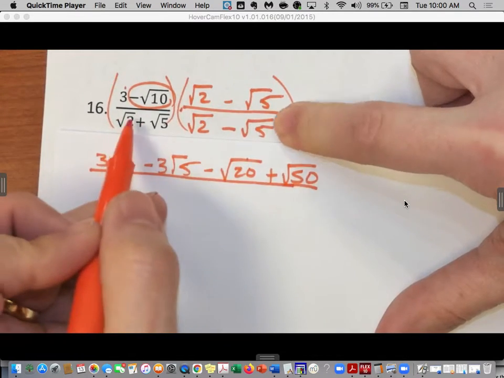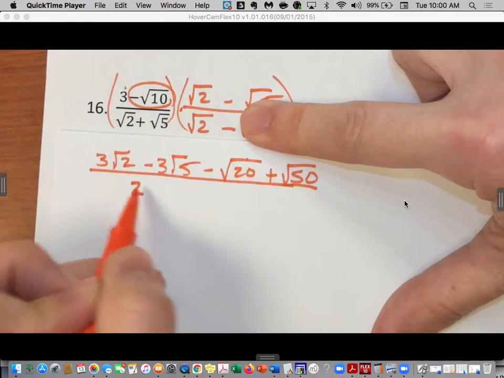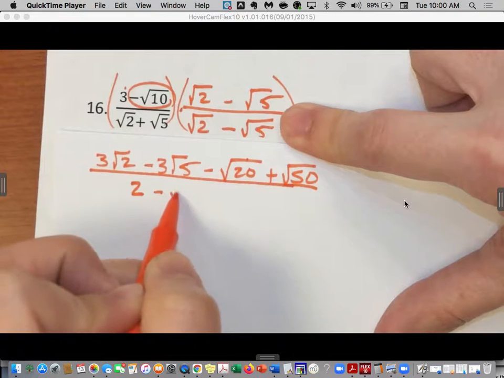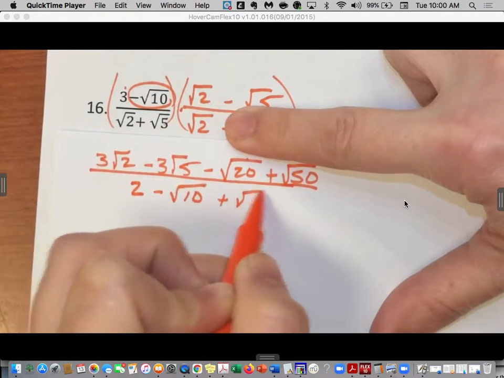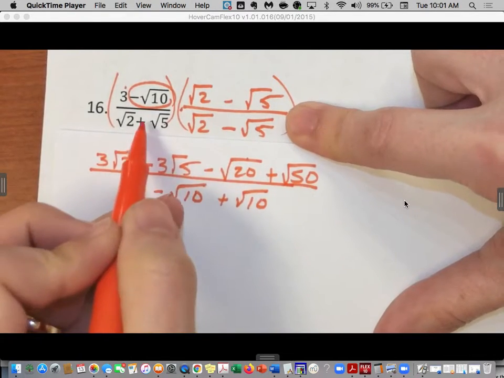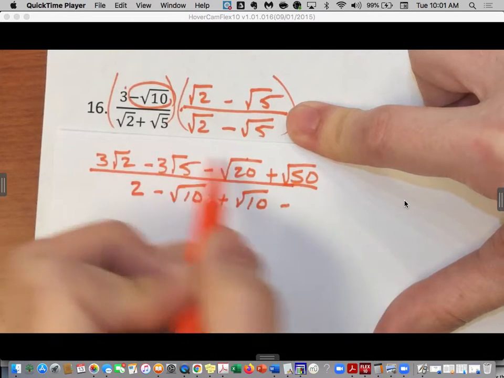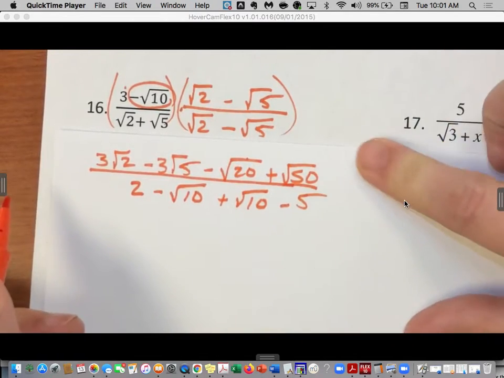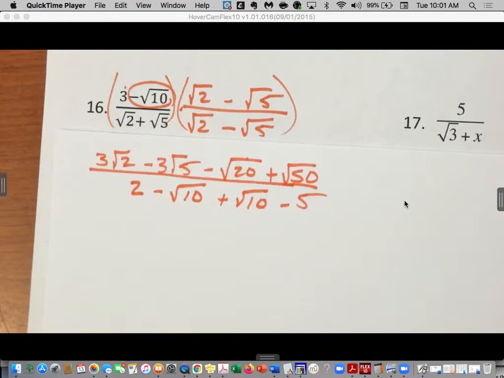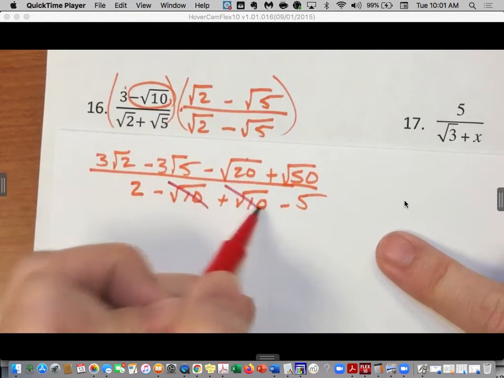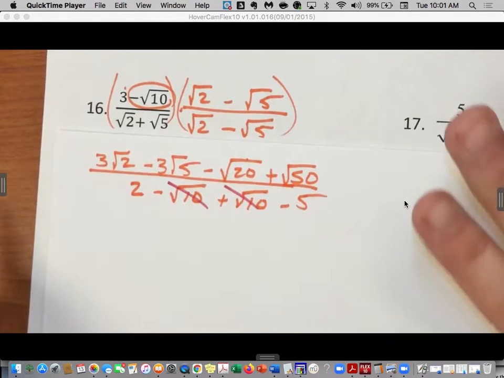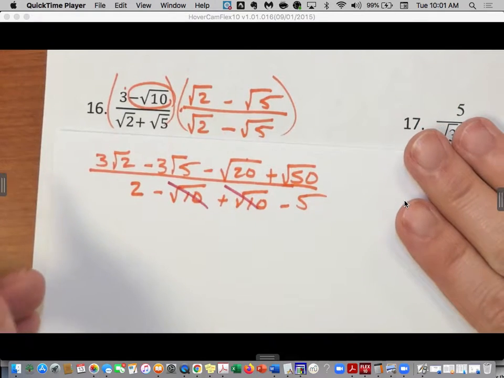Now, when we do the bottom, square root of 2 times square root of 2 is 2. And then that's going to give me negative square root of 10. The other one's going to give me positive square root of 10. And then positive times negative is negative. And the radicals cancel out, and it's just 5. Okay, so this was the plan of using the conjugate all along. These should eliminate. So you're not supposed to have any radicals in the denominator.